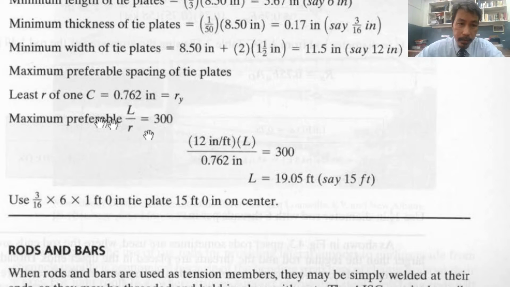So like this one. Maximum preferable. This is a code provision. Maximum preferable slenderness ratio is less than 300. This is the provision. So if you check, the answer would be less than 300.